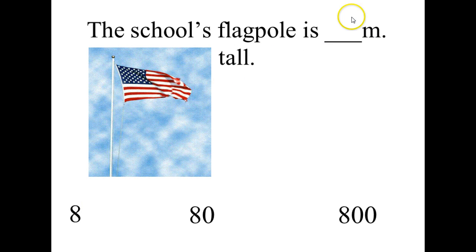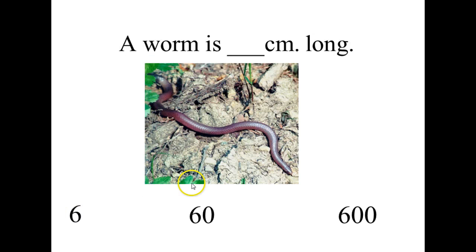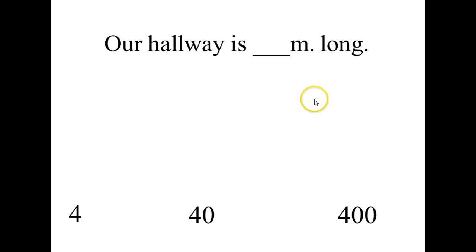Our school's flagpole in meters. I'm stacking meter sticks on end. Only one that makes sense would be 8. A worm, how many centimeters long? Well, since there's 100 centimeters in a meter stick, that means this is 6 meter sticks long? Way too long. This is over half a meter stick long. Still too long, so it must be 6.